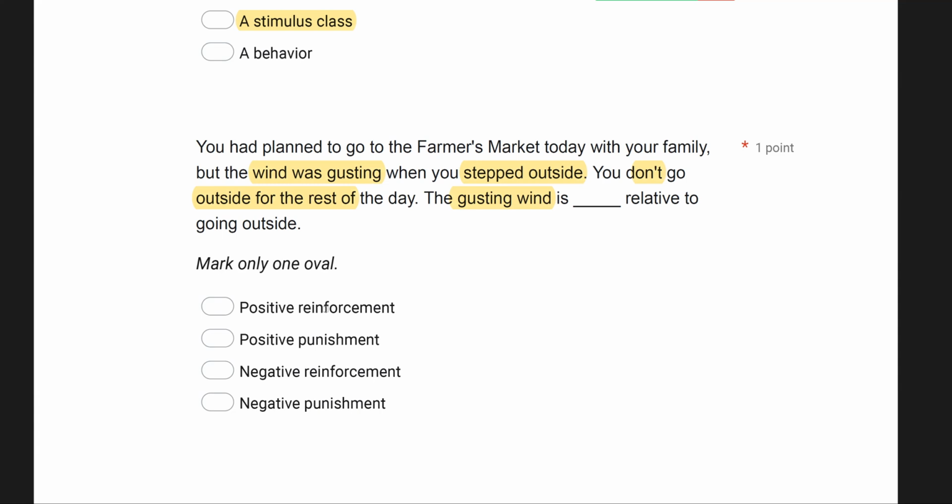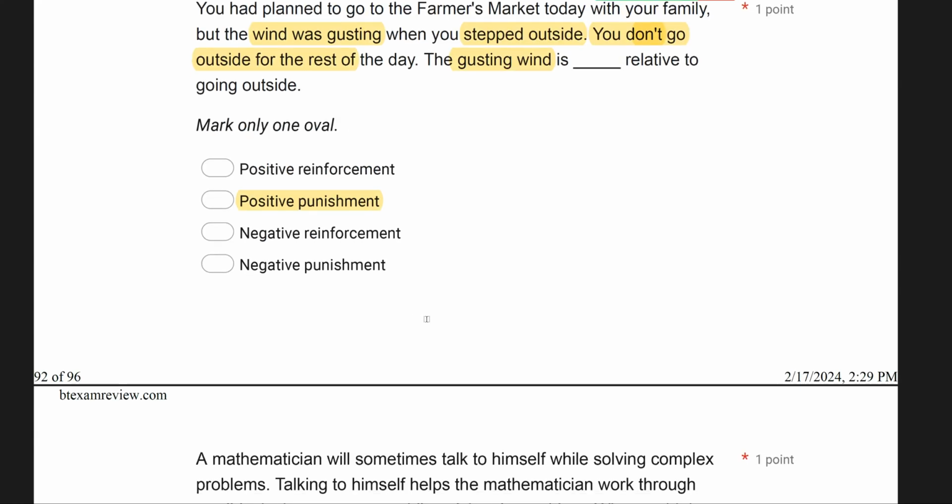So it isn't A, positive reinforcement, or C, negative reinforcement, because your behavior decreased. You don't go outside the rest of the day. And the reason you don't is because of the gusting wind, which is functioning as positive punishment. Negative means we would have taken away something. The gusting wind was added as you stepped outside, punishing your behavior.